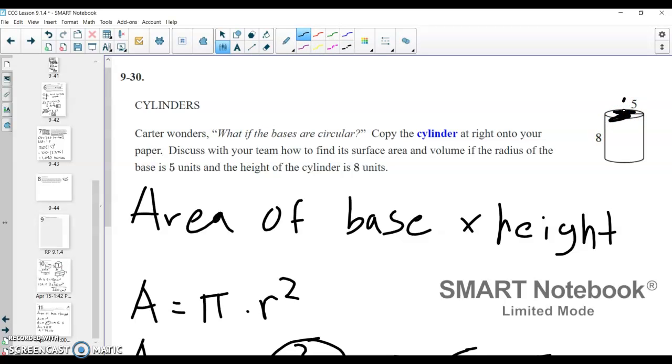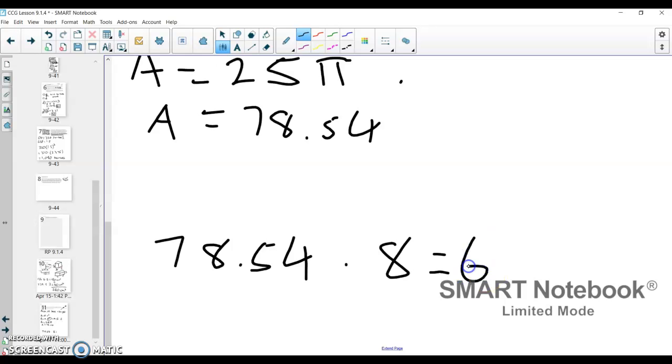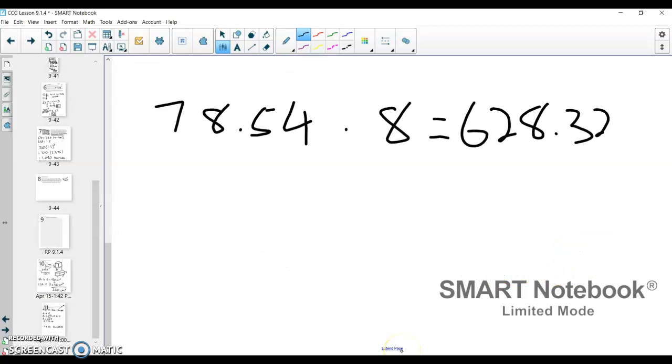Alright, now I have the area of my base. I just need to multiply it by the height of my object, which is 8 units tall. And so what I do is I take my 78.54 and I multiply that by 8, and I have the volume of my shape. Okay, so 78.54 times 8 gives me 628.32. And volume is usually centimeters cubed, feet cubed, any unit cubed.